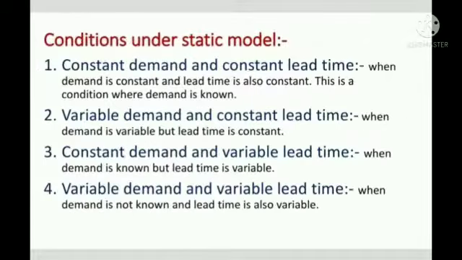Conditions under static model. Constant demand and constant lead time: when demand is constant and lead time is also constant, this is a condition where demand is known. Variable demand and constant lead time: when demand is variable but lead time is constant. Constant demand and variable lead time: when demand is known but lead time is variable. Variable demand and variable lead time: when demand is not known and lead time is also variable.